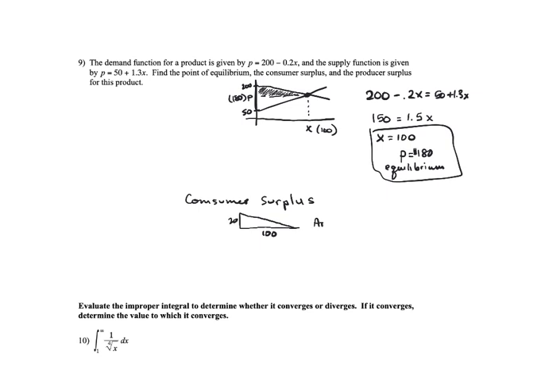So the area is 1/2 base times height. So it's 50 times 20. 1/2 of 100 is 50. So that's $1,000. That's the consumer surplus.